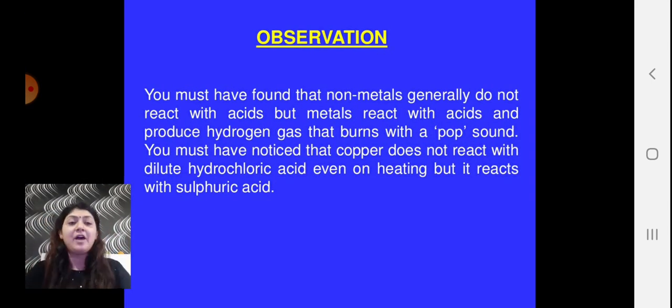Now you must have found that non-metals generally do not react with the acid, but metals react with the acid and produce hydrogen gas that burns with a pop sound. You must have noticed that copper does not react with dilute hydrochloric acid. In that case, you have to either warm the acid or take sulfuric acid.